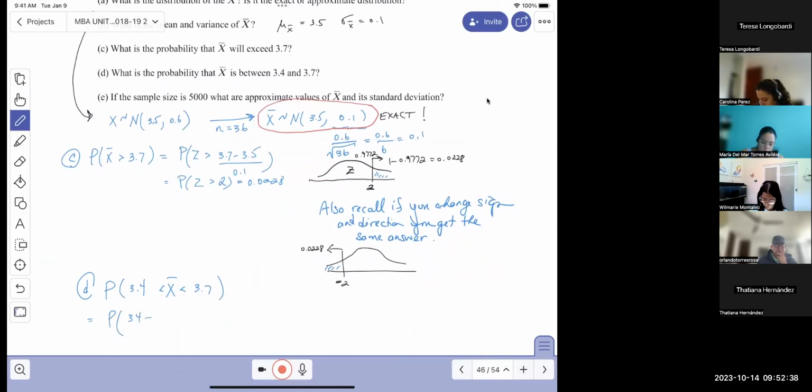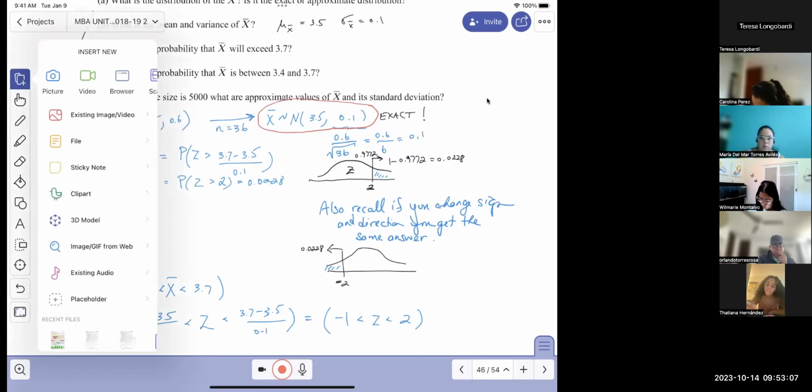(3.4) minus the new mean, 3.5, divided by 0.1, and this turns into a z. Minus 3.5 divided by 0.1. I'm starting to lose my voice. So you have -1 and 2. Draw a picture.